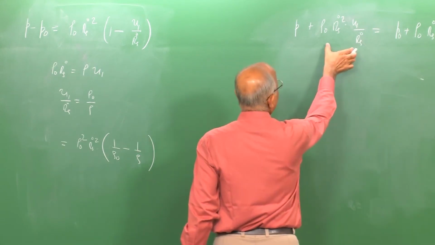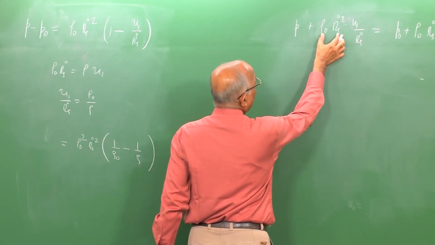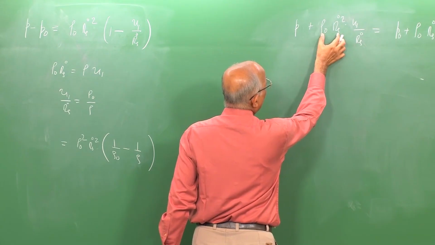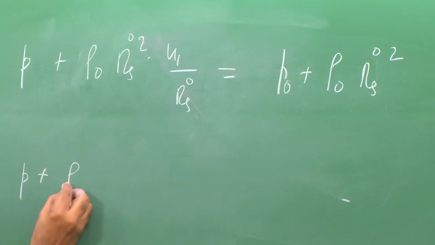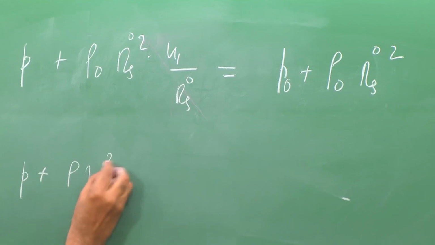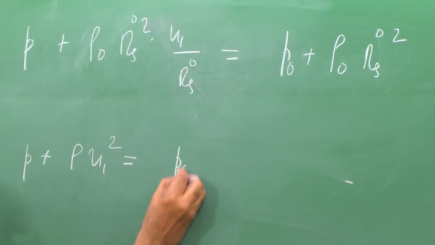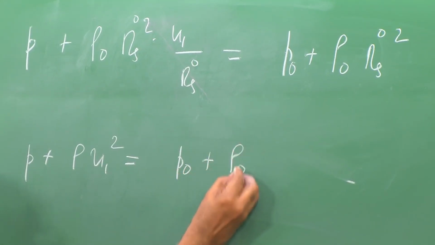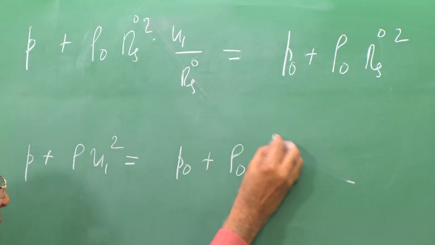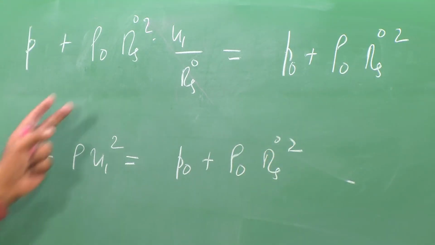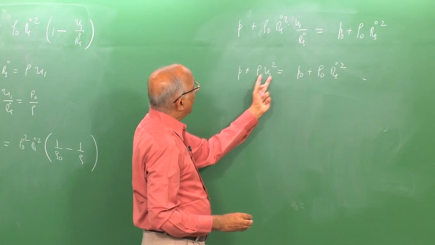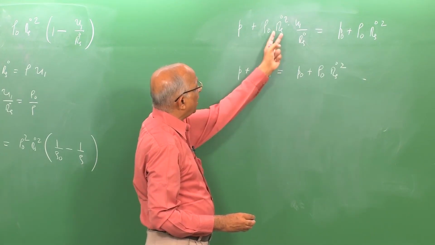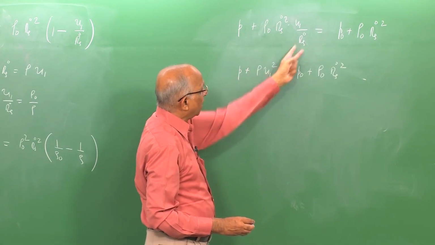Let us take a look at this. Rho 0 into r s dot is equal to rho u, and therefore I get P plus rho into u 1 square is equal to P 0 plus rho 0 into r s dot square. How did this come? Rho 0 r s dot is equal to rho u 1, and I have u 1, it becomes u 1 square, r s dot is left, r s dot and r s dot get cancelled.